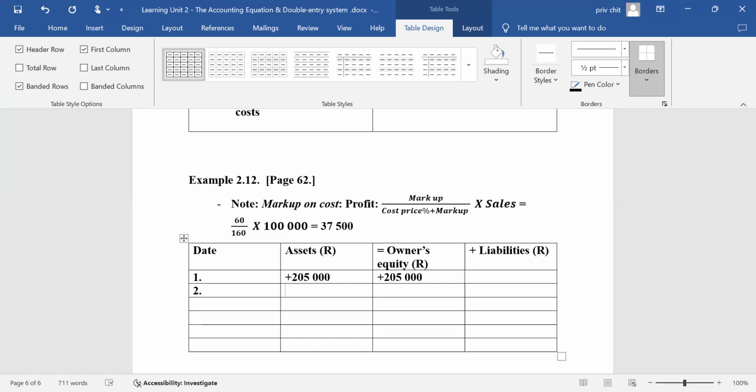The owner took clothing from trading inventory for personal use. The selling price is 850.